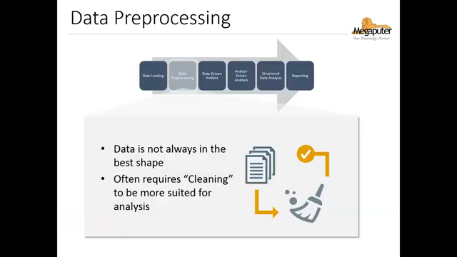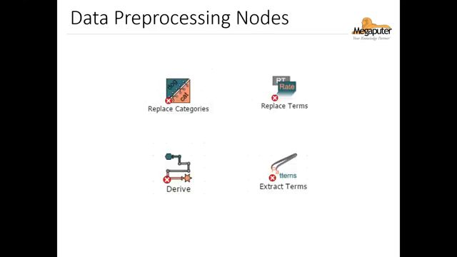So, as you likely know, the raw data we collect is not always perfect. There may be formatting we want to change, errors we need to fix, categories we want to combine, or attributes we want to derive. This process of making the data more useful and readable is often referred to as cleaning the data. So these are the 4 nodes we're going to be covering in this section. We have the replace categories node, the replace terms node, the derive node, and the extract terms node.